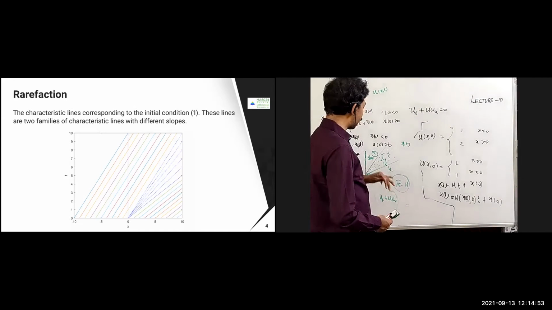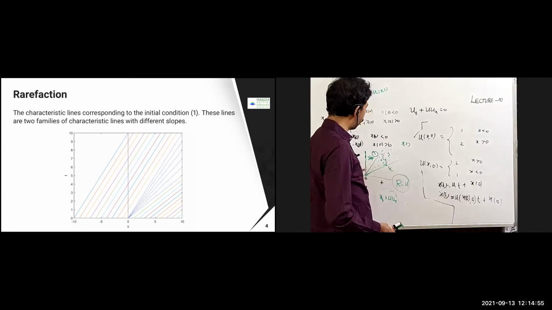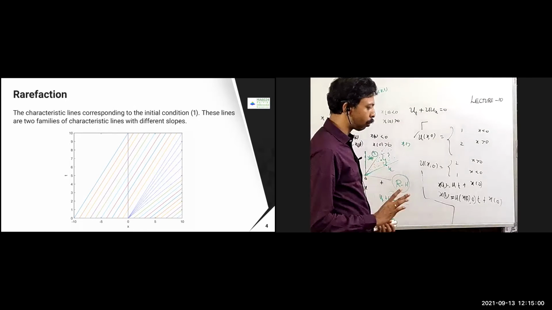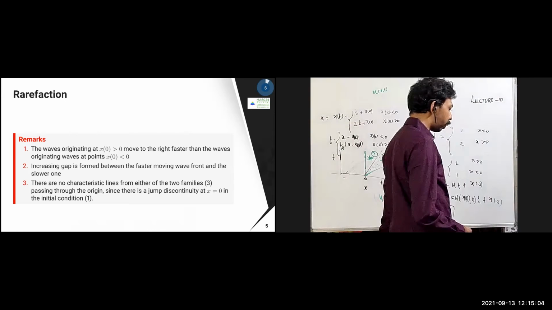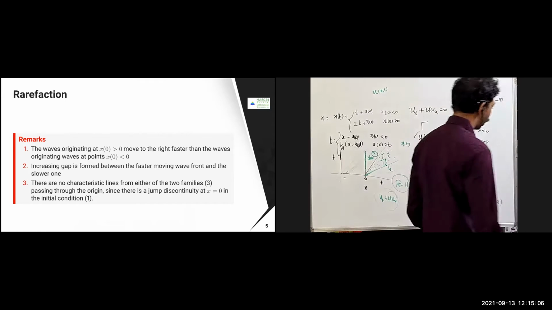So the characteristic lines corresponding to this equation, there are two families of characteristic lines that are going to come with different slopes, not the same slope. We are going to get a different slope, so that is going to give us trouble. Let us see what the trouble is going to be.